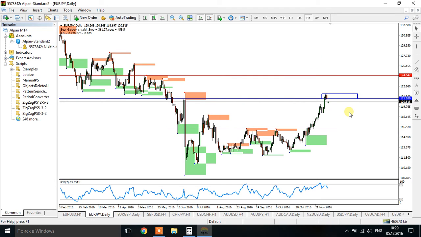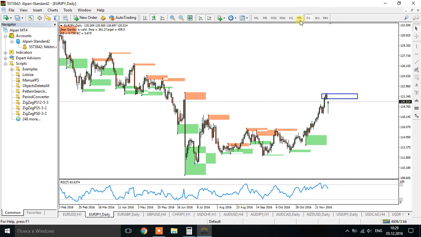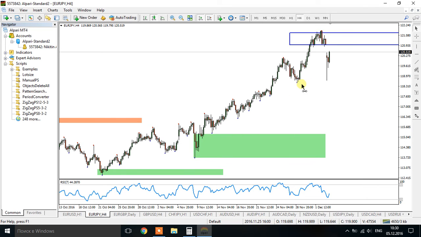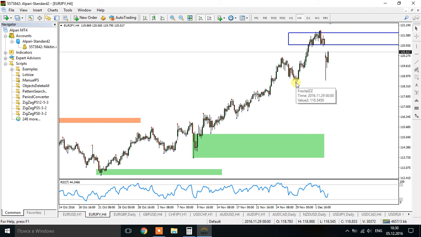Let me delete that stuff and switch to 4 hour. What we see on that 4 hour chart, I don't see any pattern to get involved right now. Maybe if price goes higher, then we will see something else. I want you to pay attention to my indicator that shows structure, support and resistance, fractal zones.